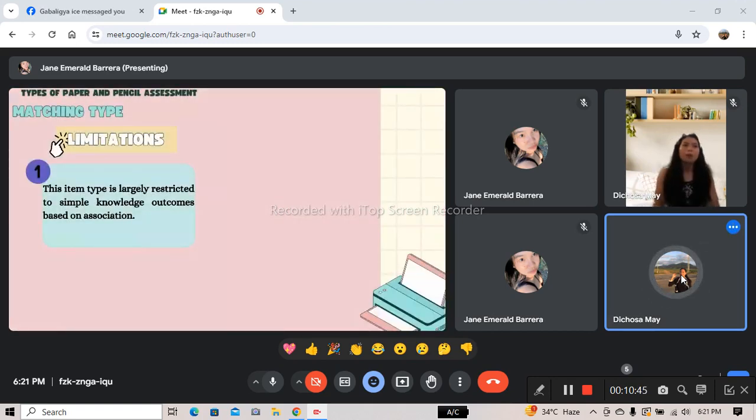Okay. One of the limitations of matching type of test, number one, is that this item type is largely restricted to simple knowledge outcomes based on association. That means this item type is primarily suitable only for evaluating basic knowledge and understanding. It is not suitable for assessing advanced learning outcomes that require deeper comprehension and application of knowledge.